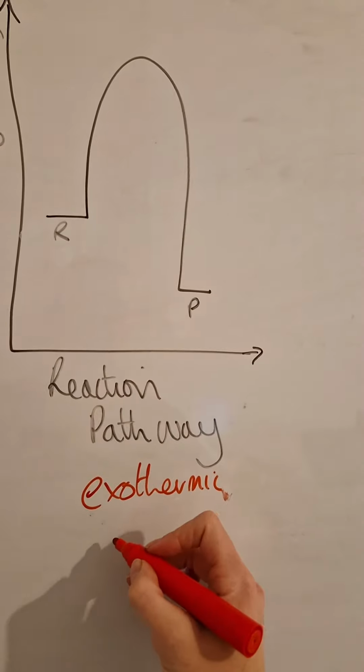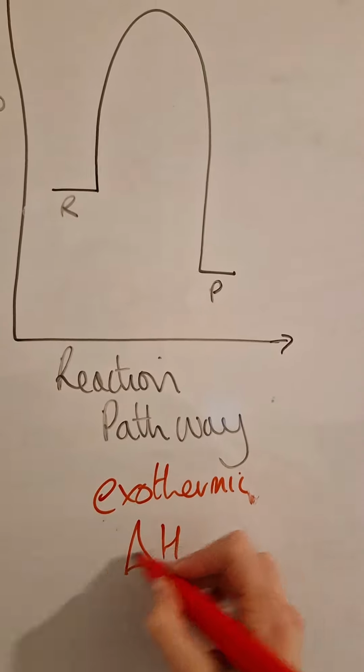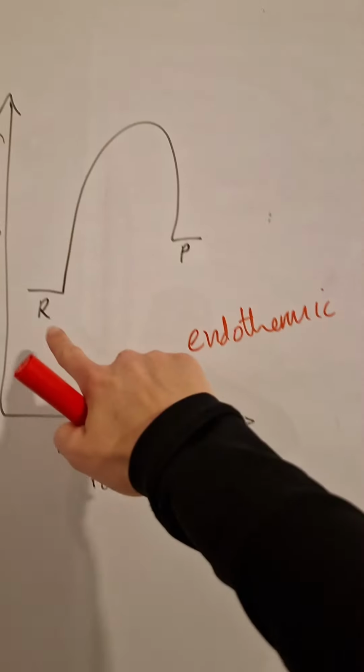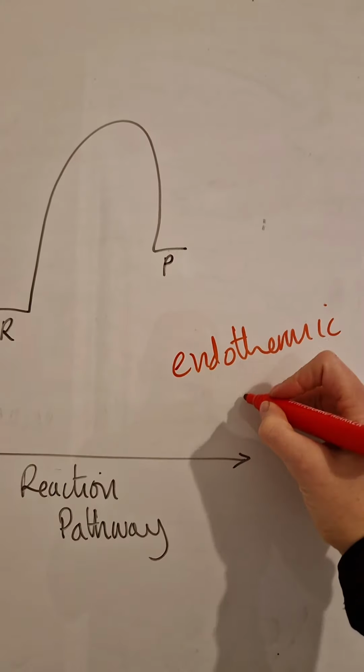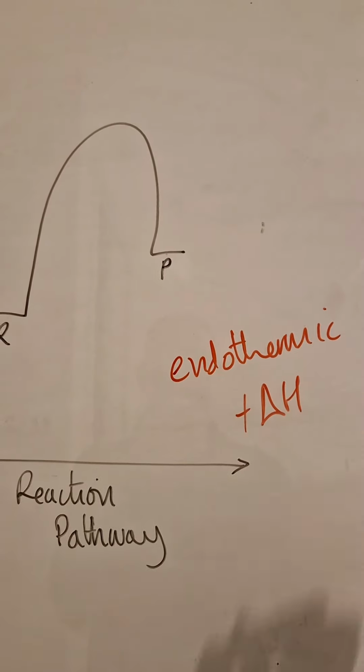So just remember, exothermic is energy out. The enthalpy change will be negative, like taking money out at a cash machine. And if the energy goes up, that is endothermic, just like putting money in at the cash machine.